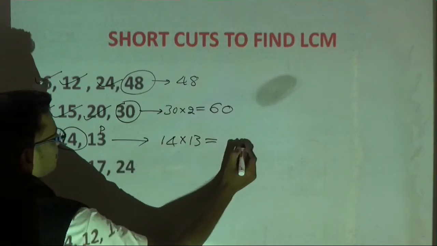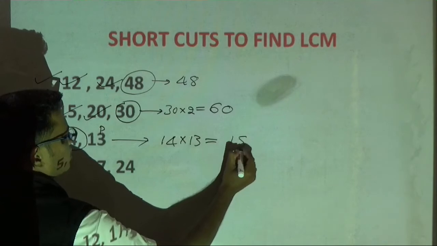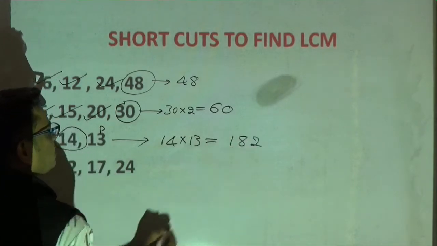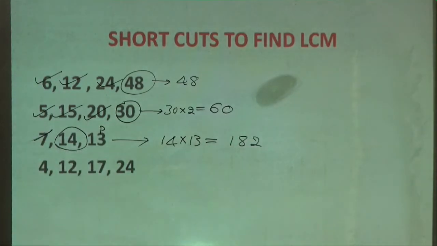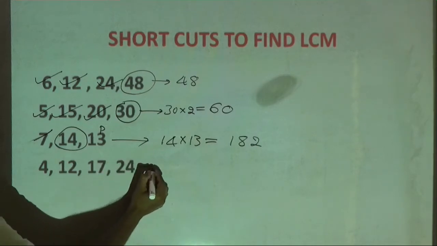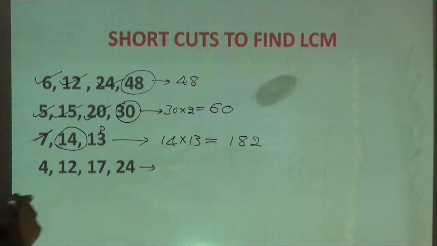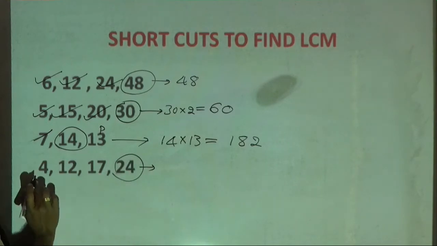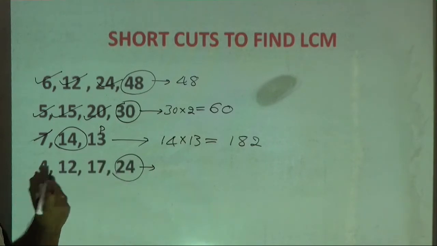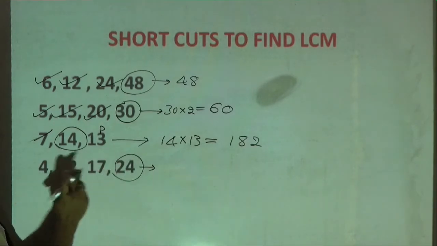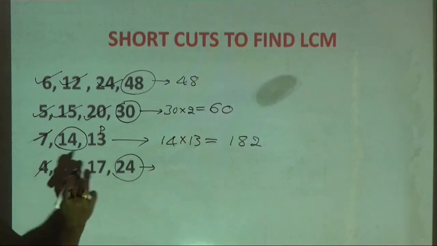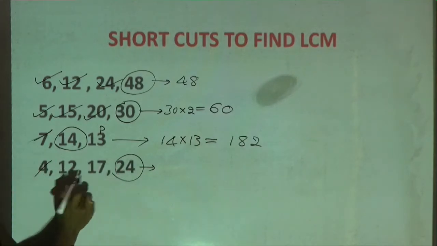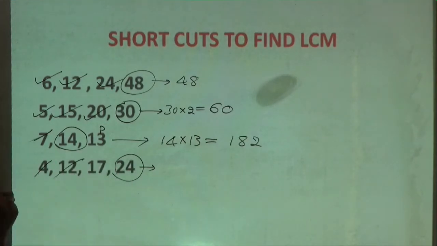So the answer is 182. Now, next question. Please observe here. Among all the given numbers, which is the highest number? 24. Now, is 4 going to divide 24? Yes. If it is divisible, you ignore 4. Then from 12, can I divide? Yes, I can, 2 times. Therefore, ignore 12 also.